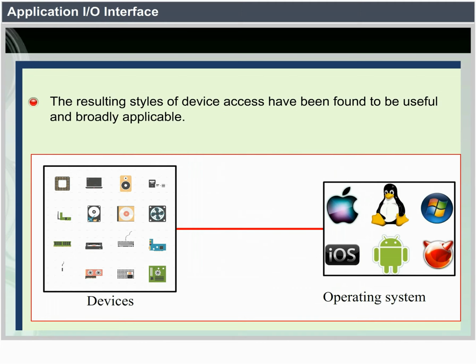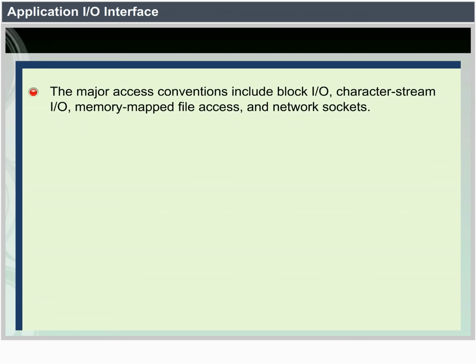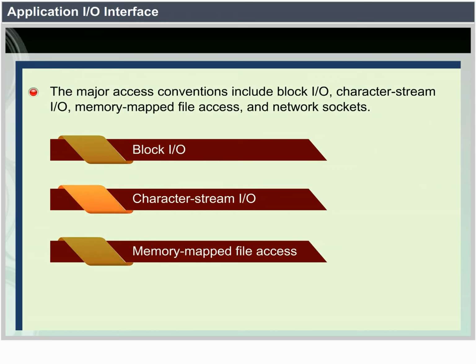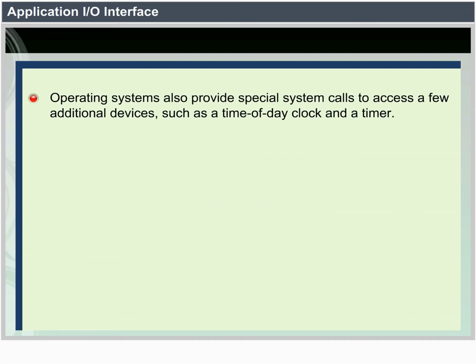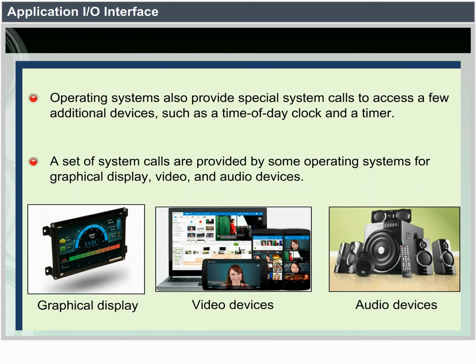The resulting styles of device access have been found to be useful and broadly applicable. Although the exact system calls may differ across operating systems, the device categories are fairly standard. The major access conventions include block input-output, character stream input-output, memory map file access, and network sockets. Operating systems also provide special system calls to access a few additional devices, such as a time-of-day clock and a timer. Some operating systems provide a set of system calls for graphical display, video, and audio devices.